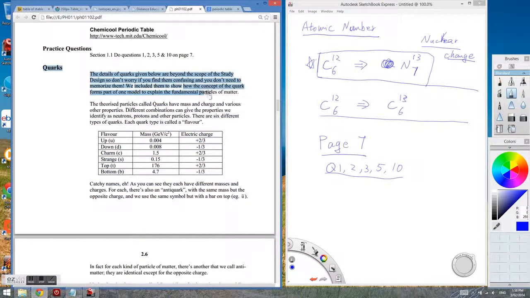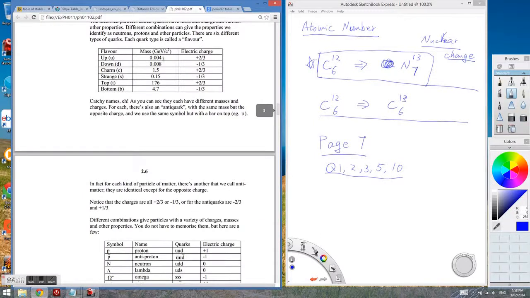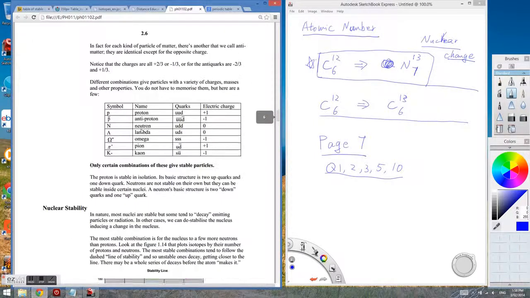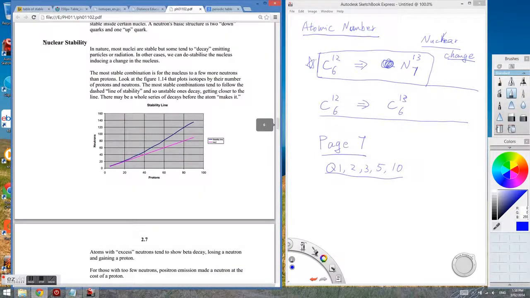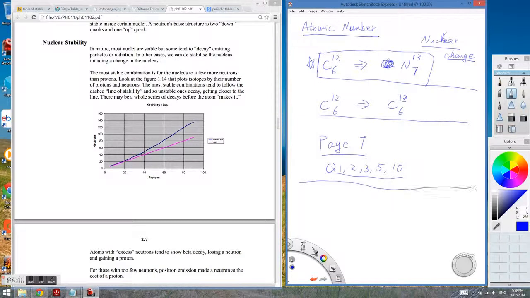Here is an important part: nuclear stability. Remember, you need to write down some notes, but you don't have to write down exactly the same notes as I wrote there. Just make sure you capture all the important information in your own notes. Nuclear stability.